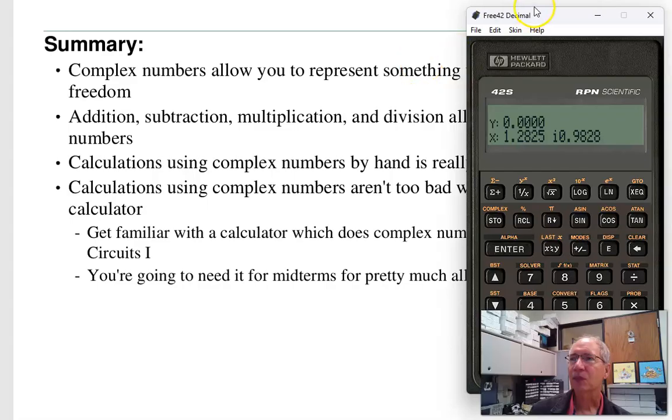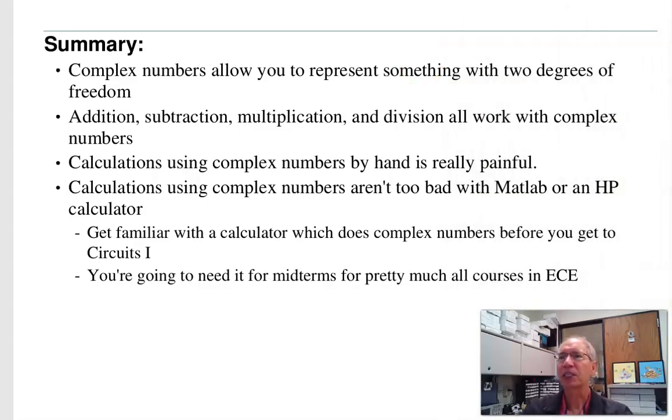So in summary, complex numbers allow you to represent something with 2 degrees of freedom, like sine and cosine. Addition, subtraction, multiplication, and division all work with complex numbers. Calculations using complex numbers by hand are really, really painful. Calculations using complex numbers aren't that bad if you use MATLAB or an HP calculator, but again, there's a learning curve. Get familiar with the calculator before you get to circuits 2. You're going to need it. What calculator you use is totally up to you, but you need a calculator that does complex numbers by the time you get to circuits 2. You need that on the tests. And with that, that is week number 12 for ECE 111.